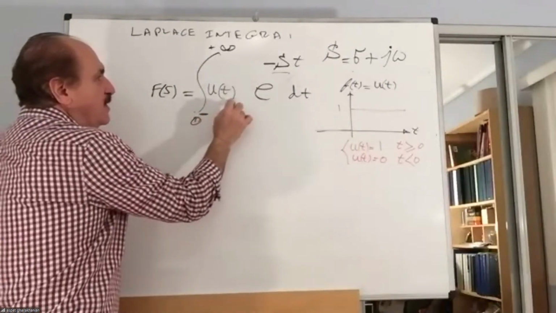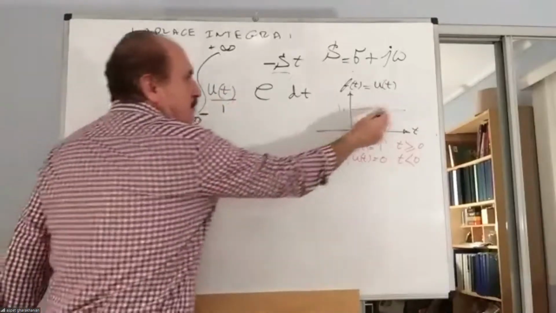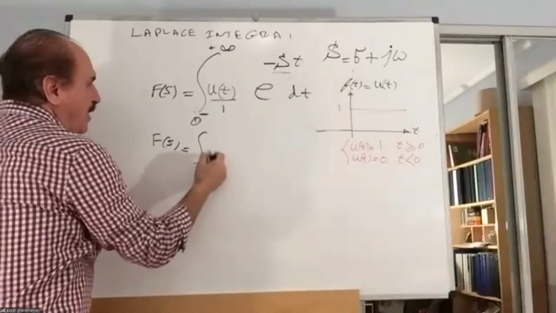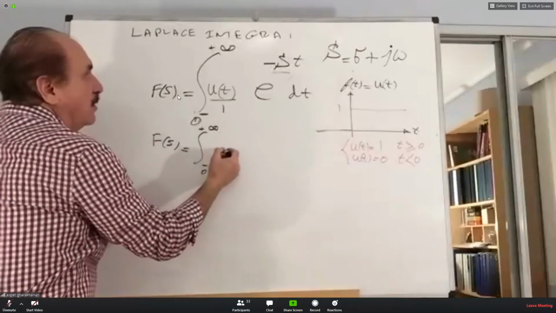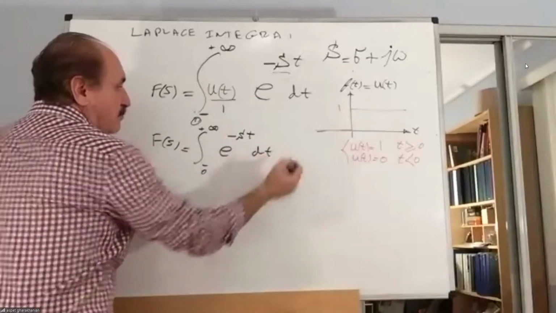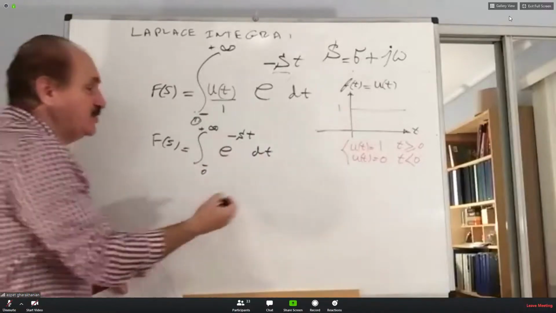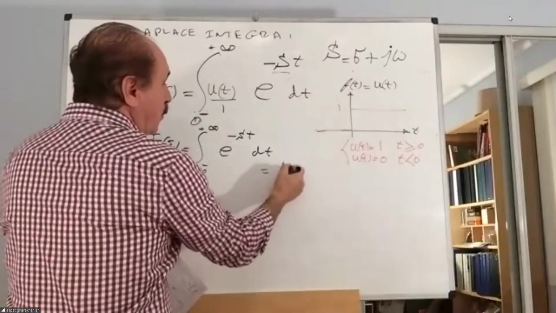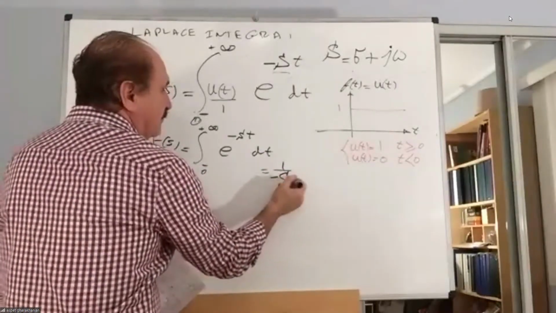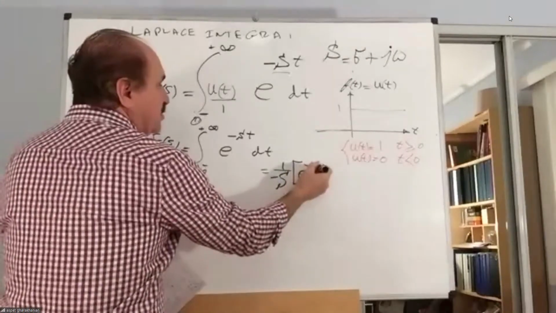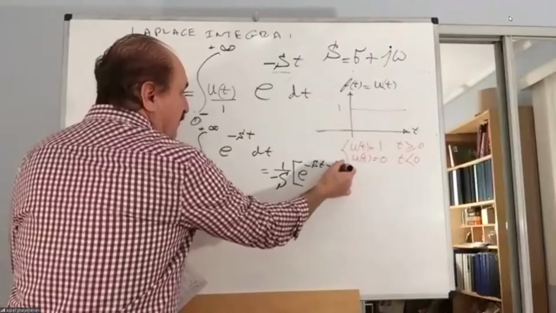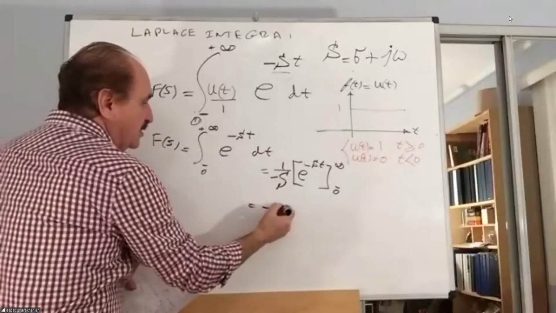For u of t, we need to substitute just 1. It becomes 1. So f of s becomes the integral from 0 minus to infinity of just e to the minus st. That's simple. This is the integral of exponents, which is equal to 1 upon minus s, e to the power minus st, and you will put the limits 0 minus and infinity. So you'll get minus 1 upon s.